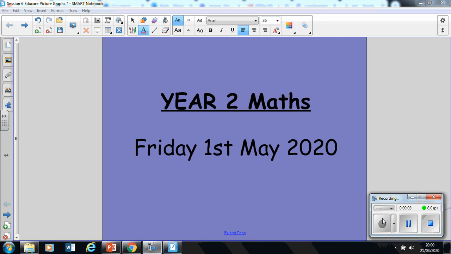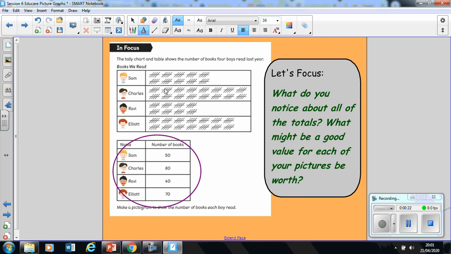I'm going to carry on with our maths learning and begin today's session. As always, I hope you have your journal with you and your learning partner who's been helping you with your maths. Let's begin. In our Infocus task, we have got a tally chart and a table.